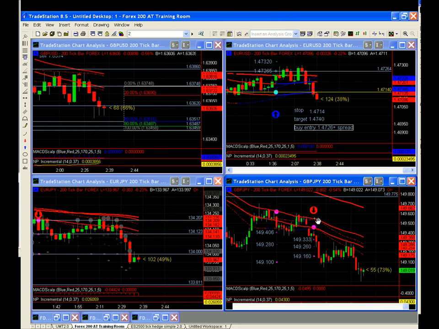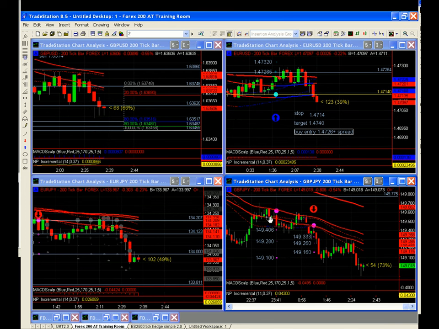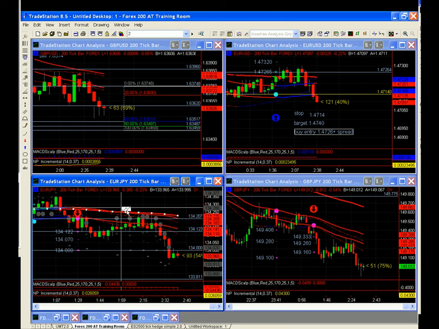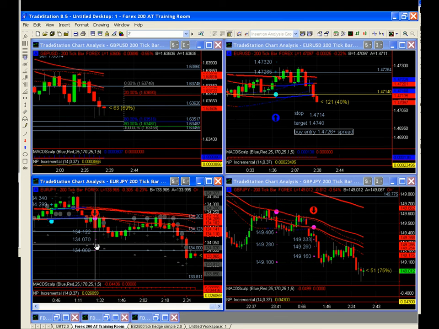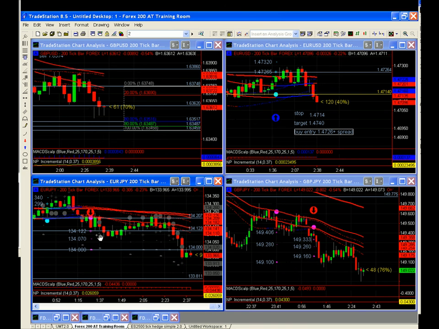Right, traders, so pound yen, as I said before, for those people who have just joined us in the room, some nice early Asian action, and the euro yen had one trade set up there at around about 129, just before we came in. Wouldn't have been a trade we would have taken because of the filter.